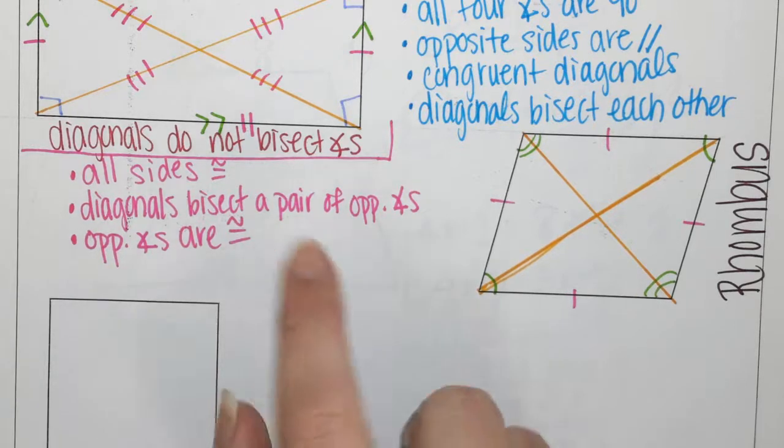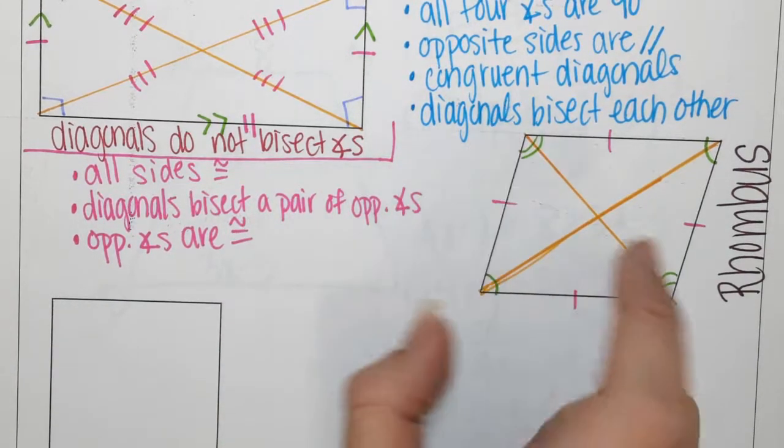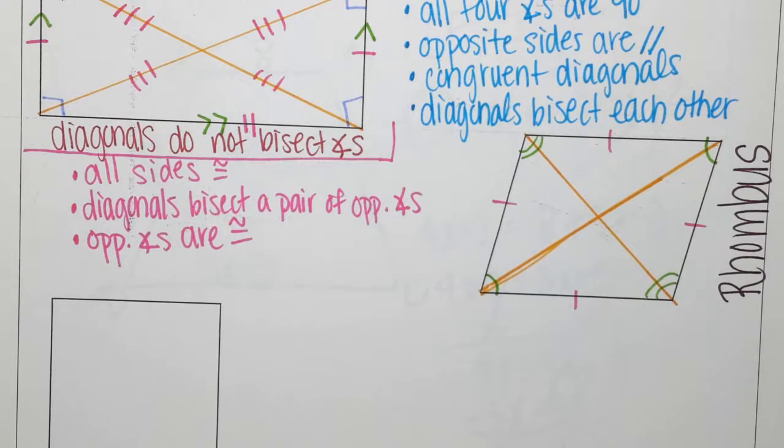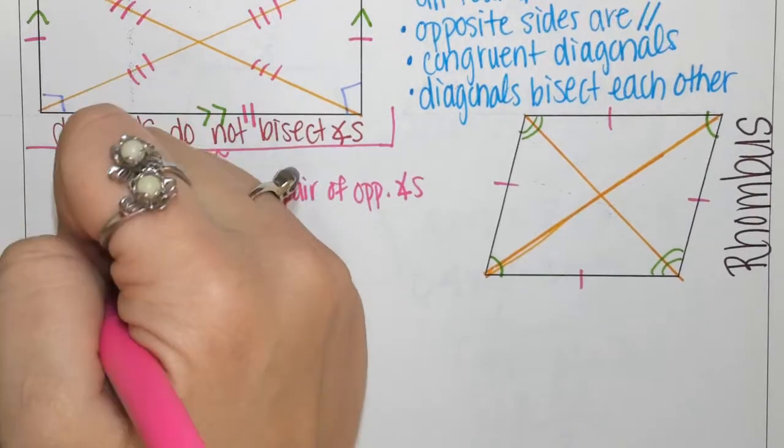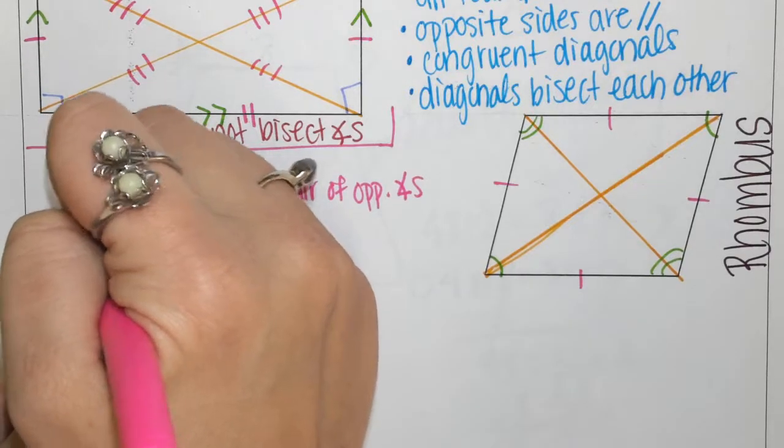Okay, now we know that all sides are congruent. Diagonals bisect a pair of opposite angles, and we know that opposite angles are congruent. Are the diagonals congruent on a rhombus? No. No, they are not. Diagonals are not congruent. Do they bisect each other? Yes. So diagonals bisect each other.